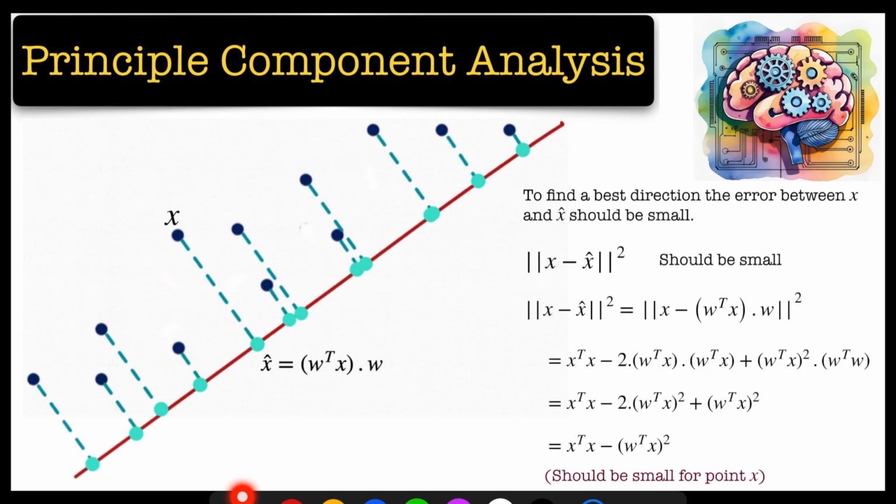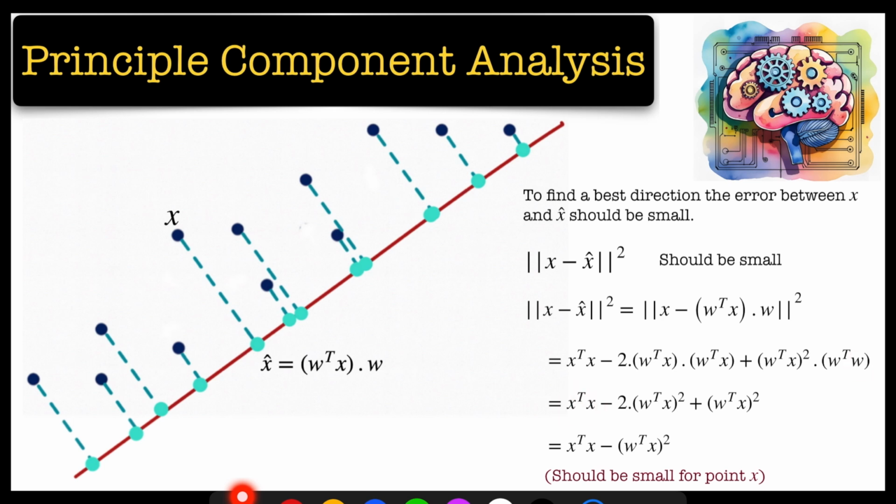Now to find the best direction of W, we have to minimize the error between x and this x hat. So the squared norm of x minus x hat should be small, minimized. If we expand this, what is x hat? X hat is W transpose x times W. Let's expand this. We get x transpose x minus 2 times W transpose x times W transpose x, plus the square of this whole thing, W transpose x whole square times W transpose W.